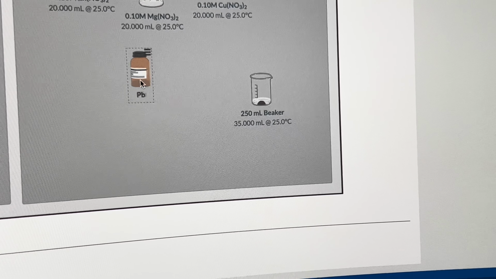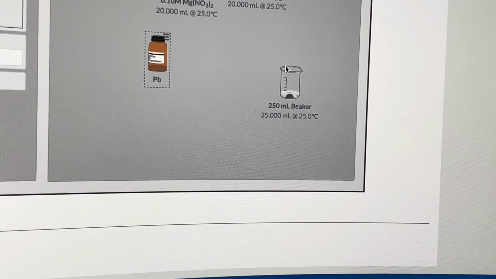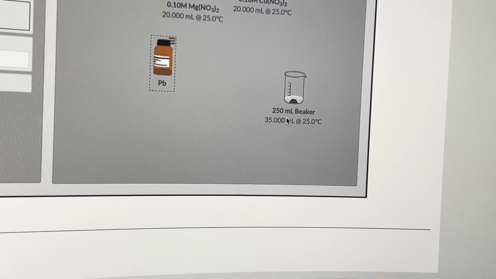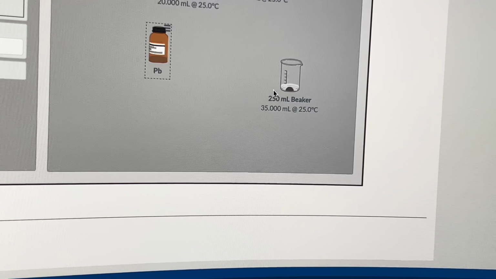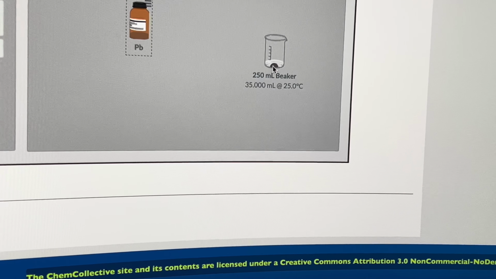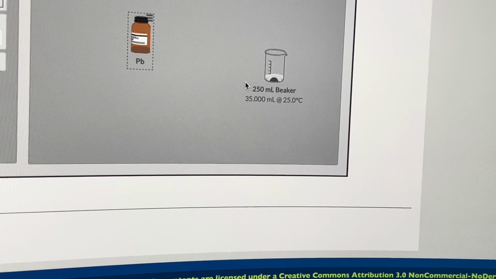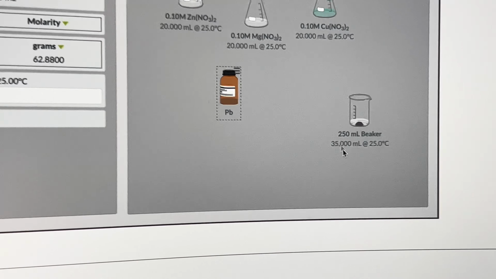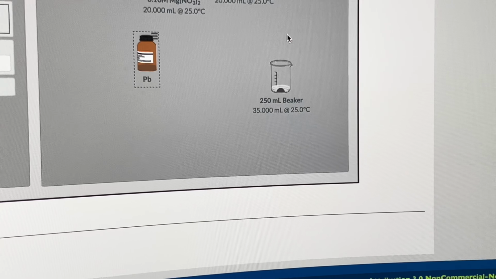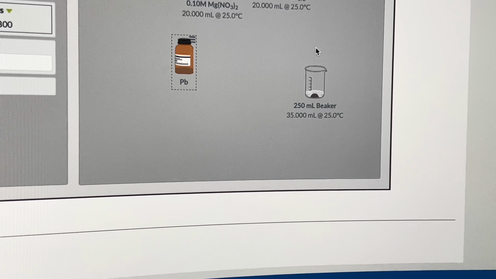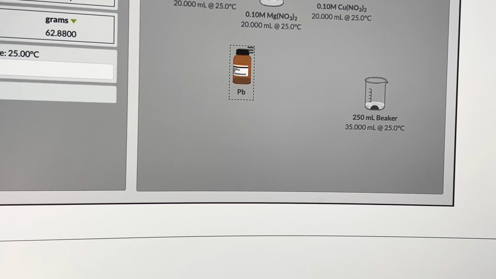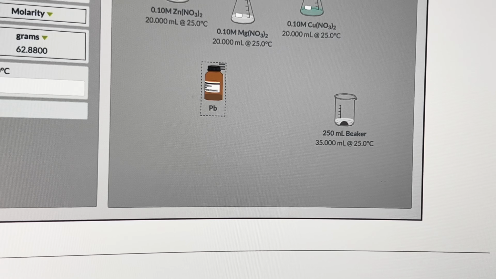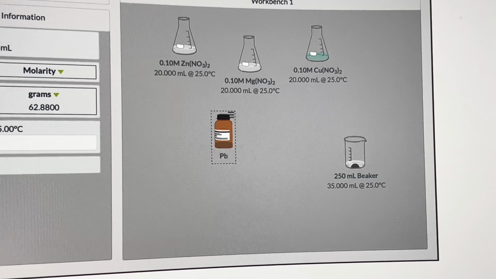And once again, I see no clear changes or no observational changes. However, I do see quantitative changes in terms of volume because we went from 30 milliliters to 35 milliliters after adding the solid into the solution. However, I do not see any pH changes or any changes within the temperature. Therefore, the reaction does not occur. Hence, lead reacts only with copper nitrate, making it stronger than copper, but weaker than zinc and magnesium.